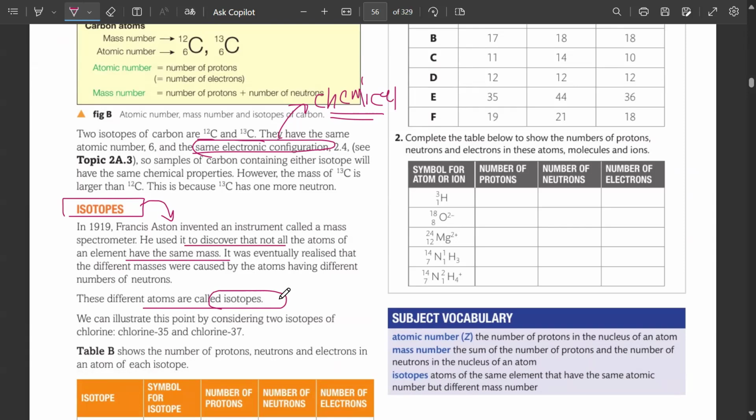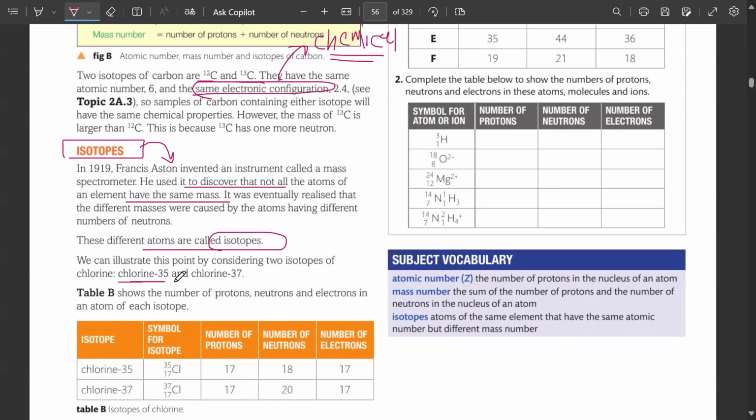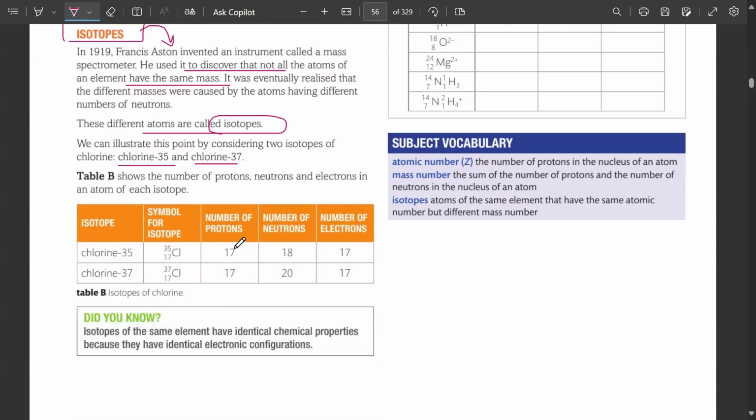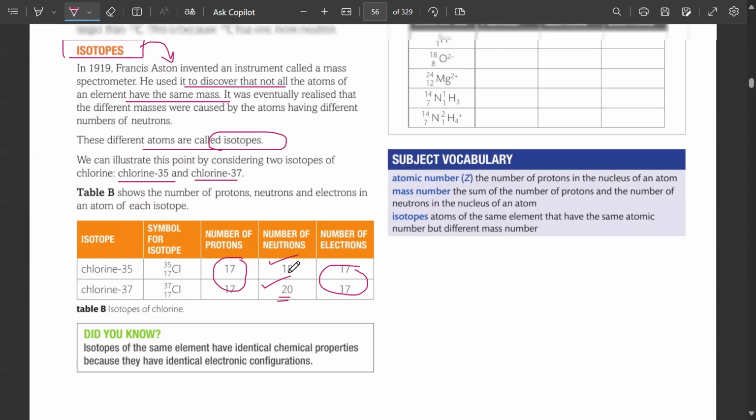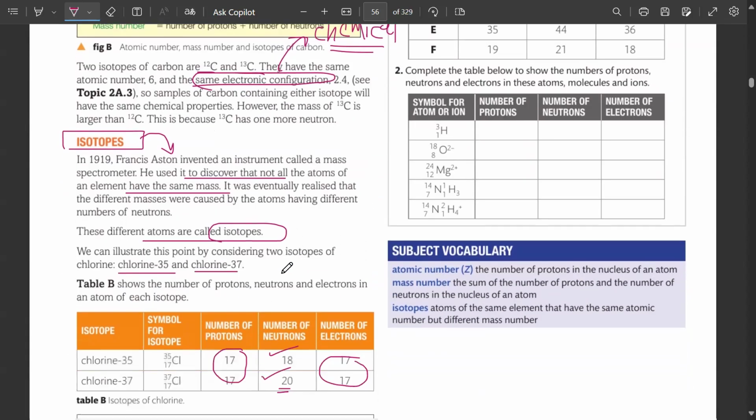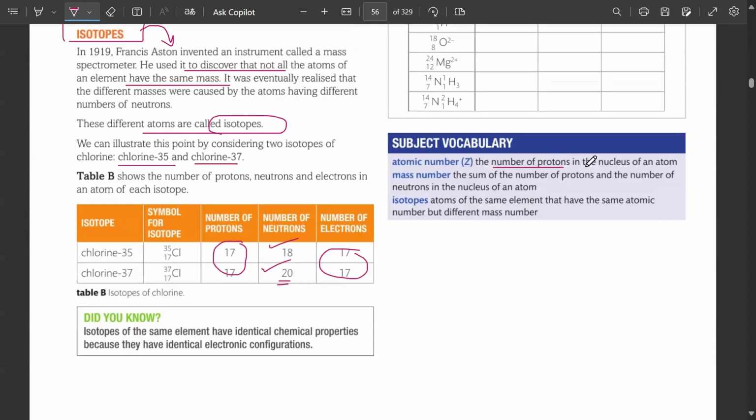We can illustrate this point by considering the two isotopes of chlorine, chlorine 35 and chlorine 37. You can see they both have the same number of protons, same number of electrons, but 35 minus 17 gives you 18 neutrons, and 37 minus 17 gives you 20 neutrons, which are isotopes of each other. So atomic number is the number of protons in the nucleus of an atom. Mass number is the sum of the number of protons and the number of neutrons in the nucleus of an atom. And isotopes is defined, a very important definition, as the atoms of the same element which have the same atomic number but different mass number.